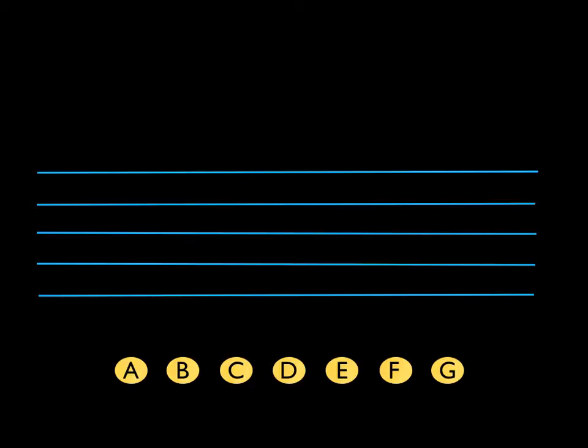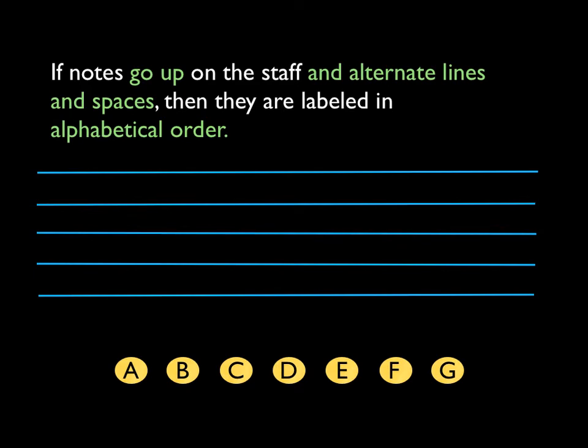Okay? So, now where do those letter names go on the staff? Well, they can go pretty much anywhere they want to. There's only one rule, and the rule is about the relationships of the notes to each other. So like A isn't always going to be in the same spot, but it will always be the same distance from B. So here's the rule. The rule is, if the notes go up on the staff and alternate lines and spaces, then they are labeled in alphabetical order. Pretty simple.